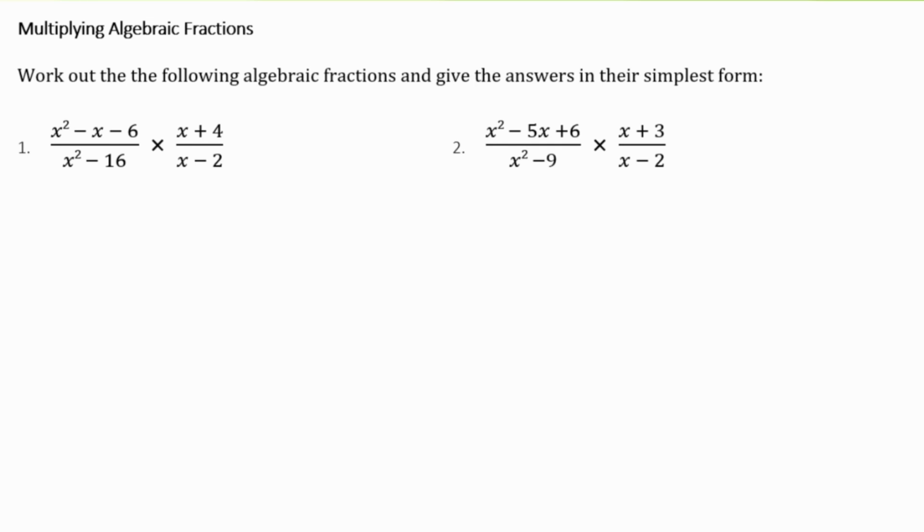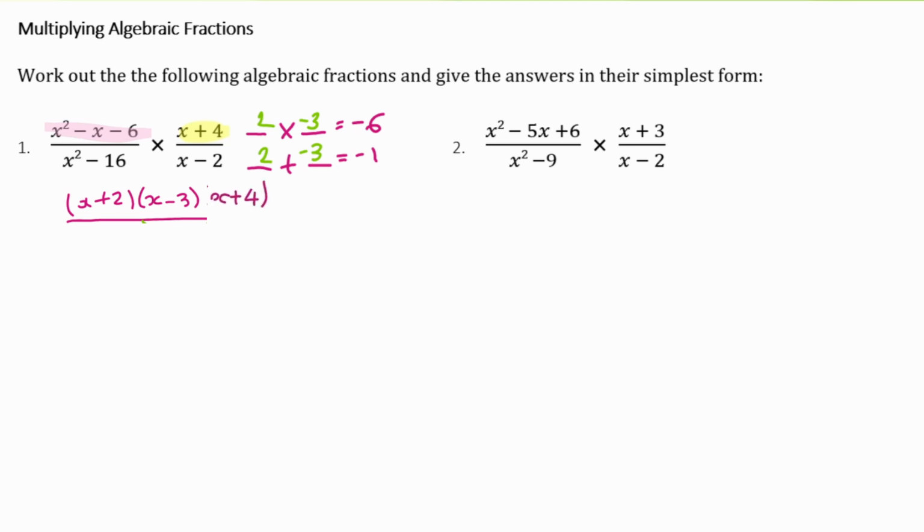In order to factorize a quadratic equation, we are first going to look for two numbers that multiply to give us minus 6, and the same two numbers need to add to give us minus 1. And the two numbers we will be using are minus 3 and 2. So we can factorize this first numerator as x plus 2 and x minus 3. We are then multiplying it with the x plus 4, which is the second numerator.